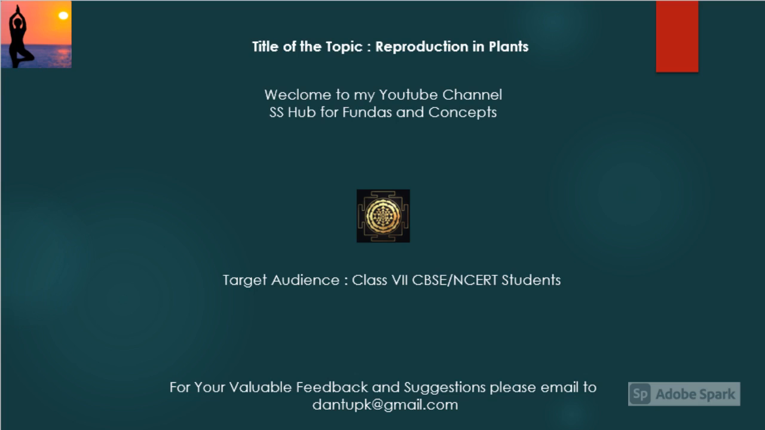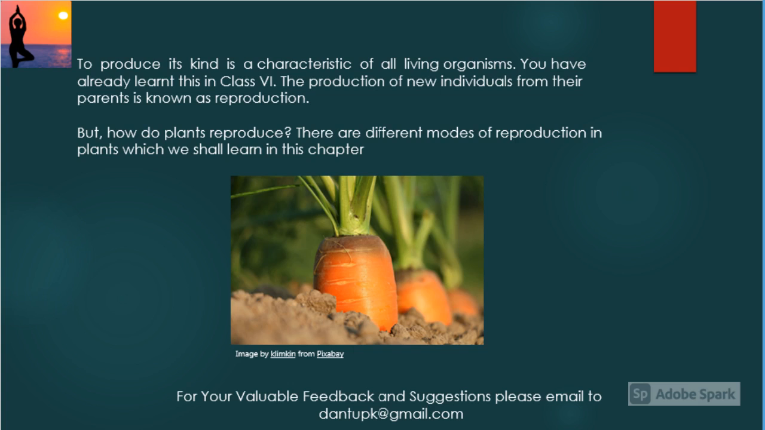Our today's topic is reproduction in plants. To produce its kind is a characteristic of all living organisms. You have already learned this in class 6. The production of new individuals from their parents is known as reproduction. But how do plants reproduce? There are different modes of reproduction in plants which we shall learn in this chapter.